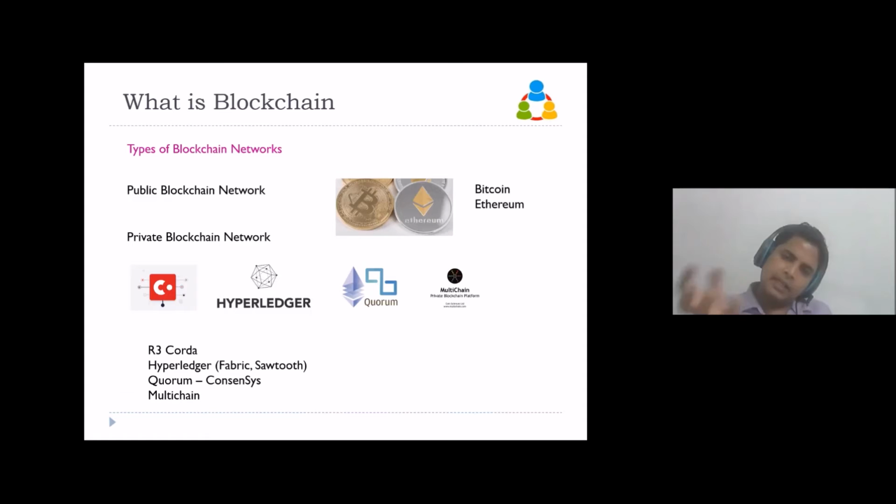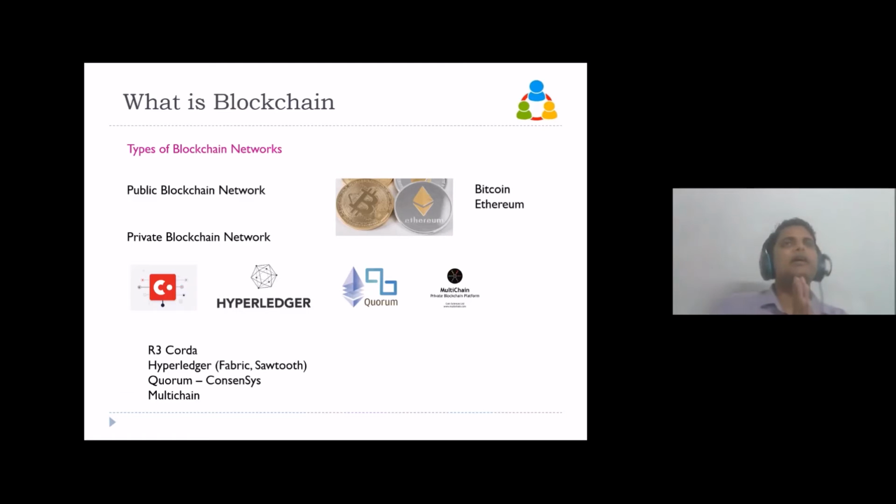And there is another type of network called MultiChain. There is another blockchain network called BigchainDB, etc. There are various private blockchain network platforms available in the market. All of them are freely available, and then there are enterprise versions for which people have to buy a license. I basically work on these kinds of blockchain networks.